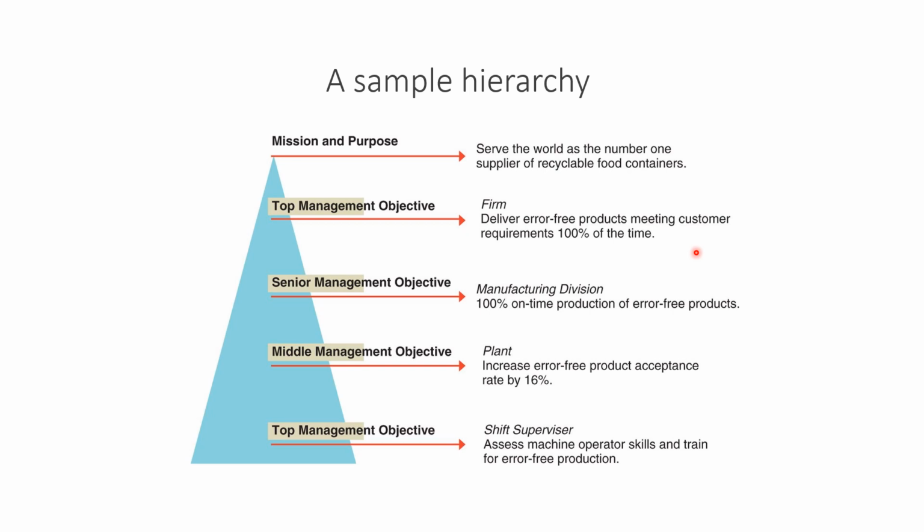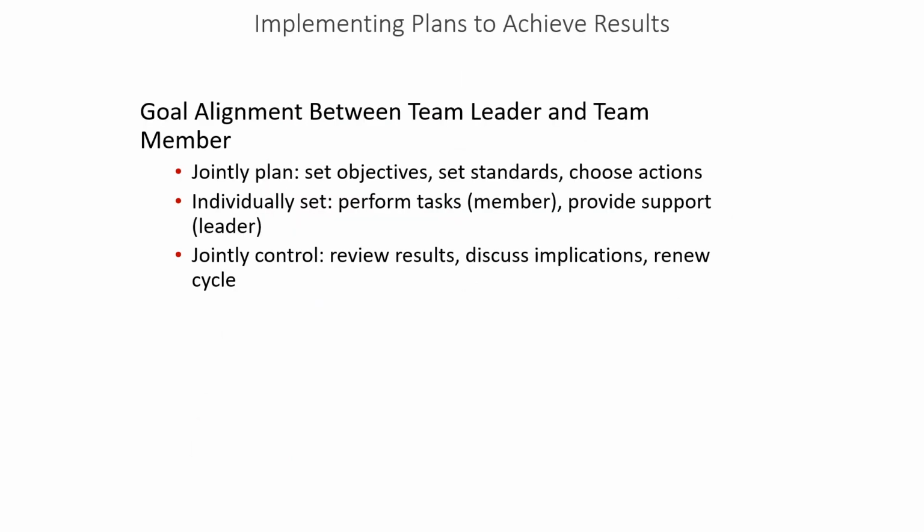Senior management objective is for the manufacturing divisions. It means absolutely Six Sigma production, or in fact better than Six Sigma, 100% on-time production and error-free products. That is senior management. The middle management, at the plant, would be increasing the error-free products acceptance rate by about 16 percent. So this is what we are looking into for middle management, and the supervisory position that goes around it. The objective for supervisors would be to assess the machine operator skills and to train them for error-free production. This is what we are looking forward to every now and then.